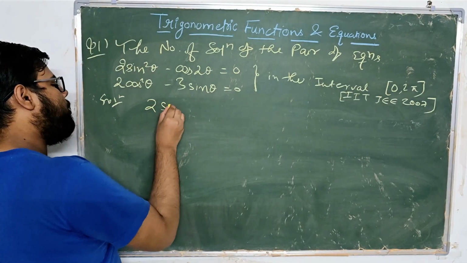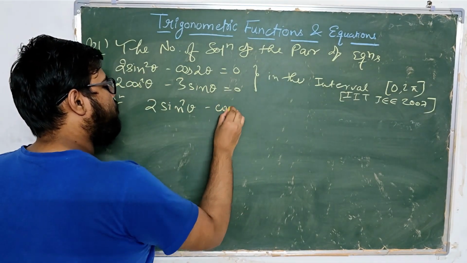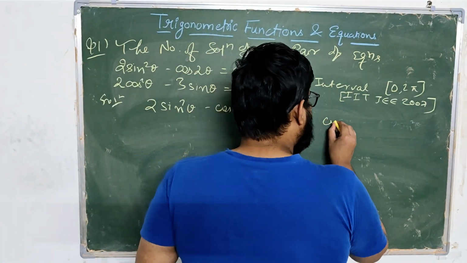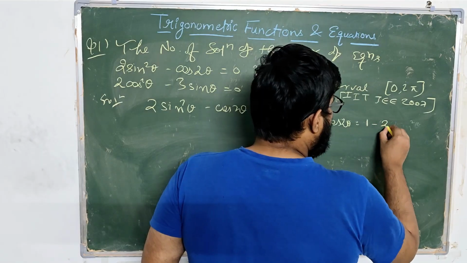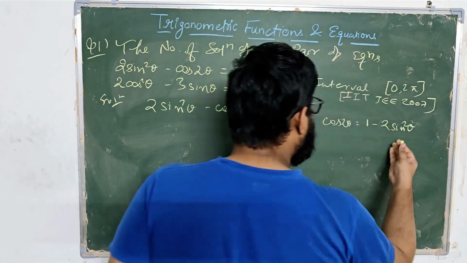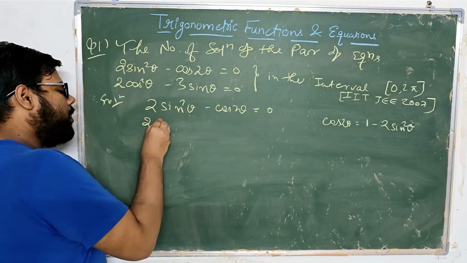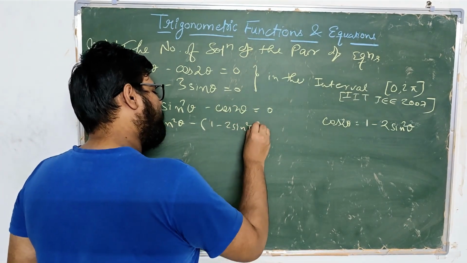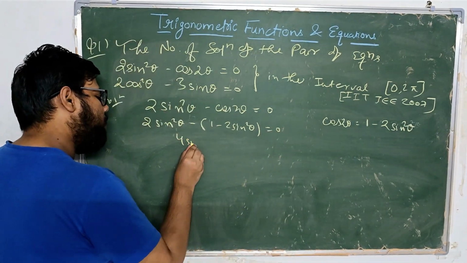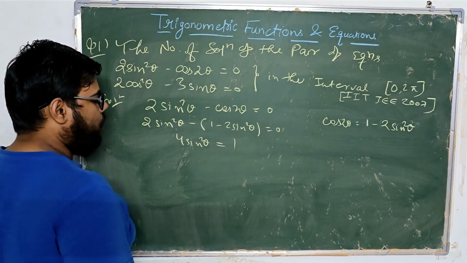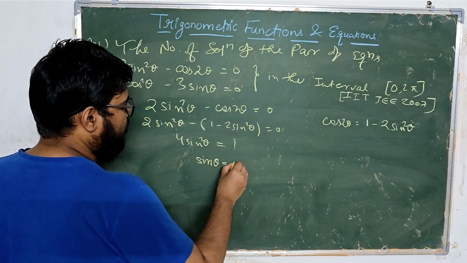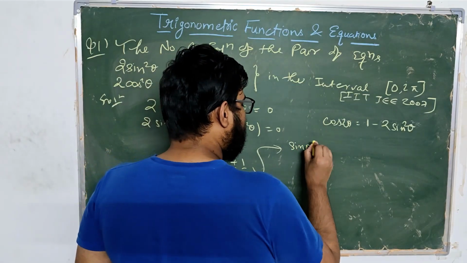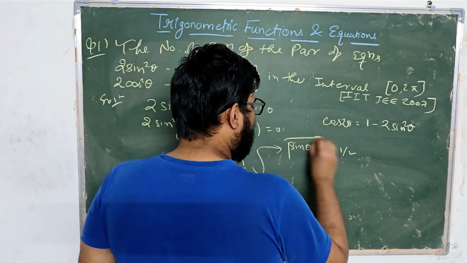So we have 2 sine square theta minus cos 2 theta is equal to 0, right? Now you know an identity, cos 2 theta is equal to 1 minus 2 sine square theta. Just substitute it over here. So you'll get 2 sine square theta minus 1 minus 2 sine square theta is equal to 0. So you have 4 sine square theta is equal to 1. So you get sine theta is equal to plus minus 1 by 2. So we will note this.